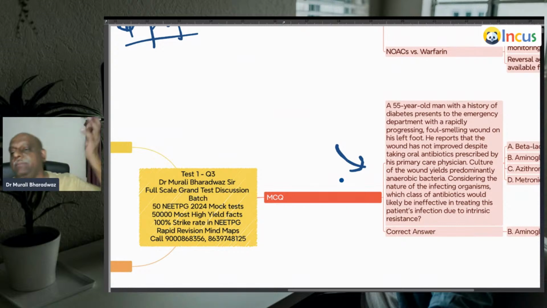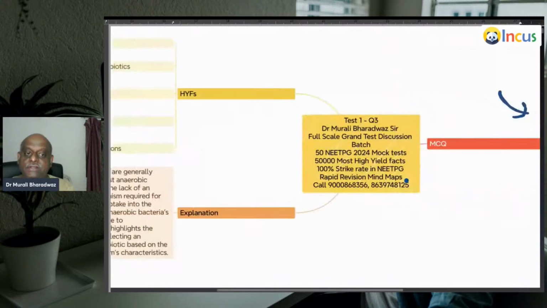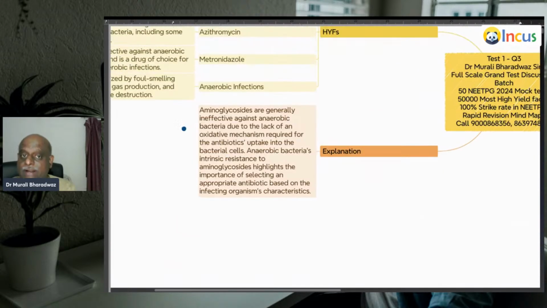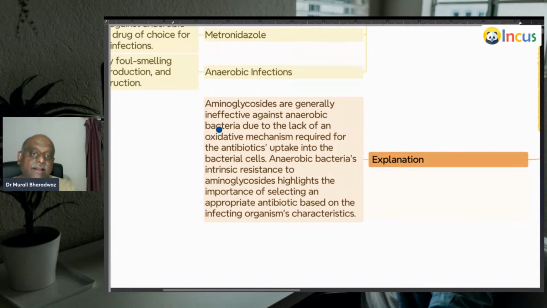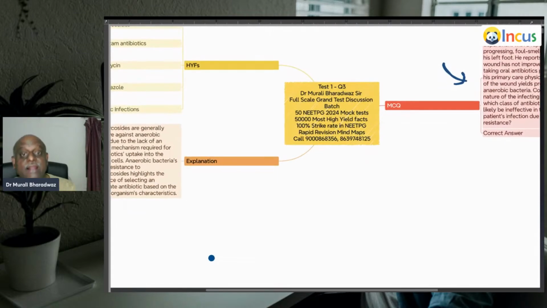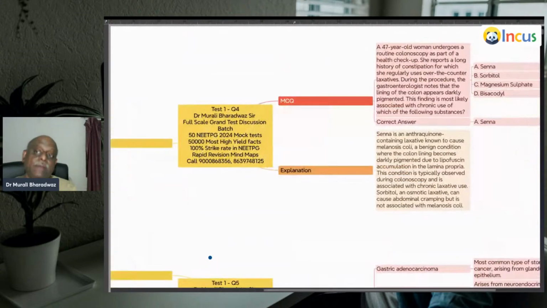Which class of antibiotics is ineffective in treating anaerobic bacteria? Aminoglycosides. So aminoglycosides are ineffective against the anaerobic bacteria because they lack the required oxidative mechanism for the antibiotic uptake into the bacterial cells. So that's the reason aminoglycosides are useless, unlike metronidazole, etc., which we use for anaerobic bacteria.